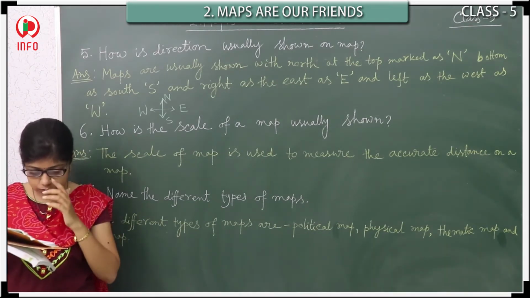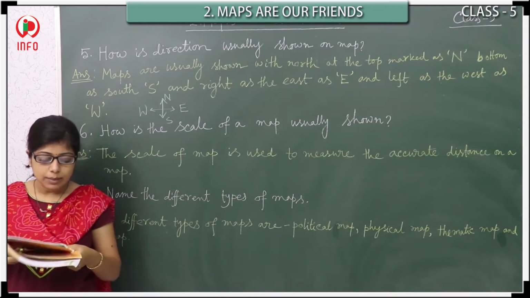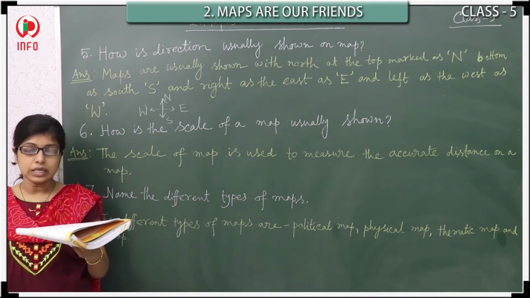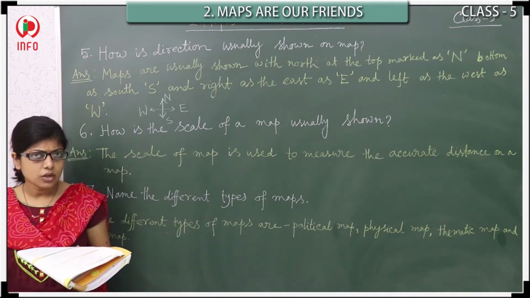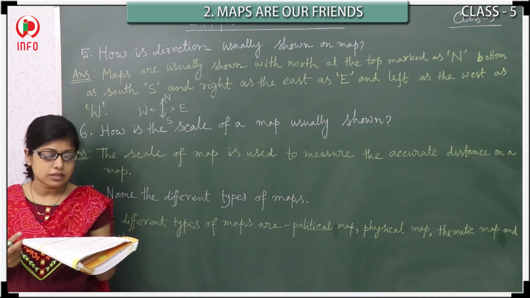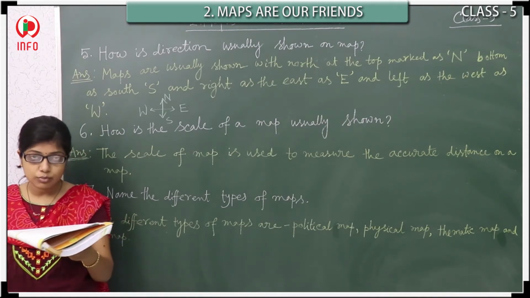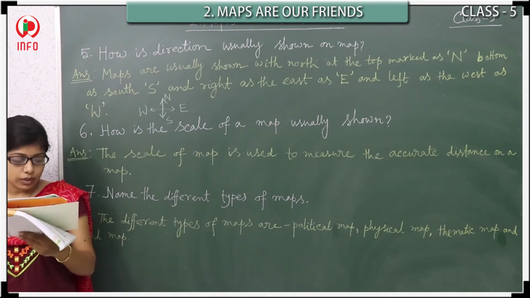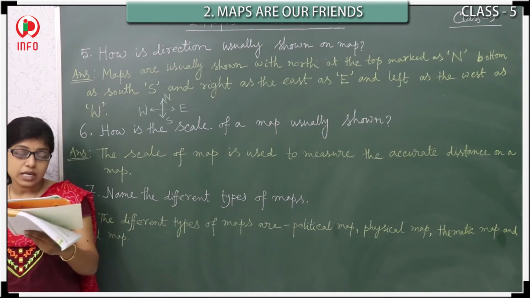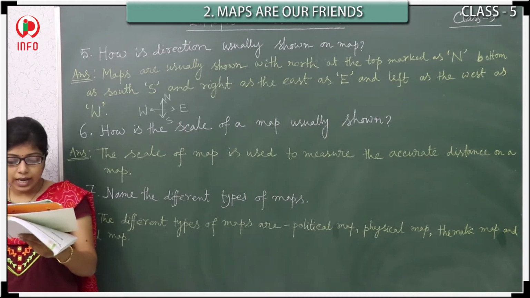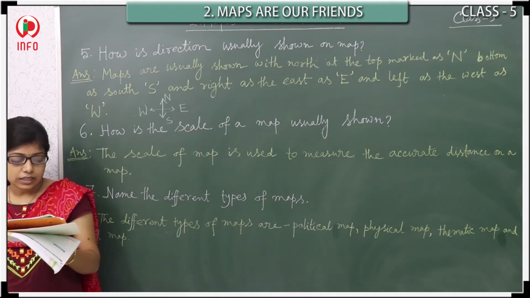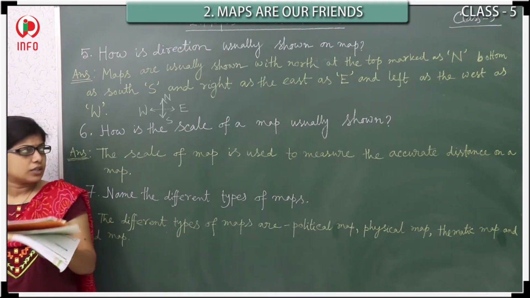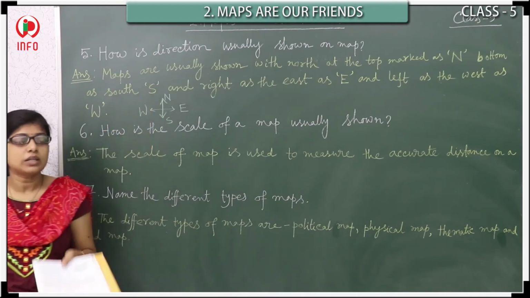Next one, second one. Maps are much more convenient to use than dash. What should be the answer? Globe. Globe should be the answer. So maps are much more convenient to use than globe. Third one, usually maps are drawn with dash at the top. So usually maps are drawn with what? North at the top. I have told you that one, north at the top.